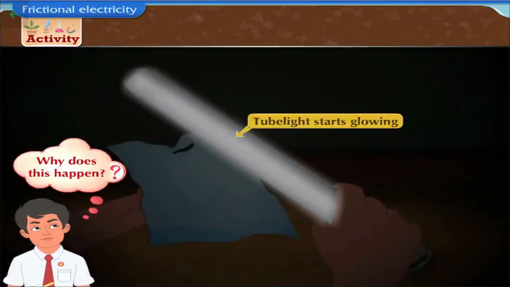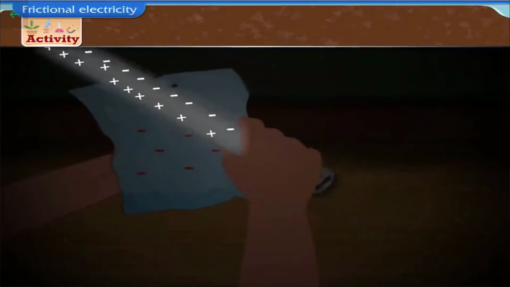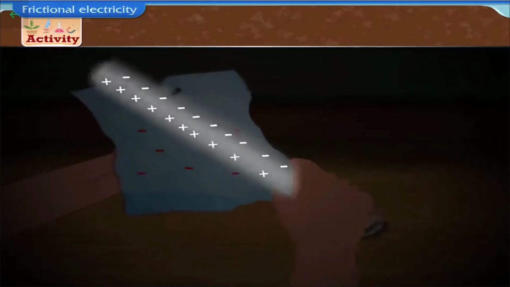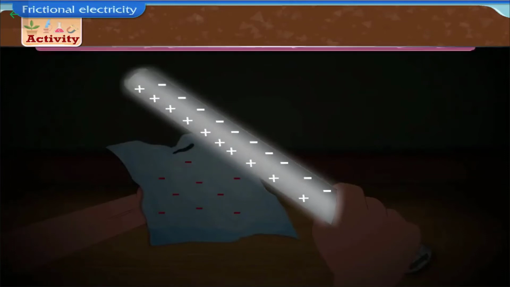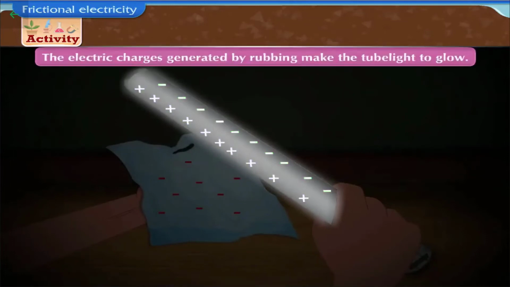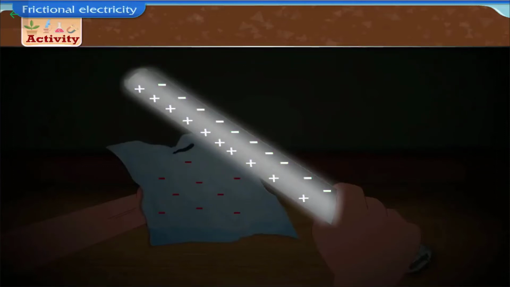Why does this happen? When we rub the outer surface of the tube light with a polythene bag, static electricity is generated. This illuminates the fluorescent material present on the inner surface of the tube light. Thus, the electric charges generated by rubbing make the tube light glow. Let us study the effect of electric charge by performing one more activity.